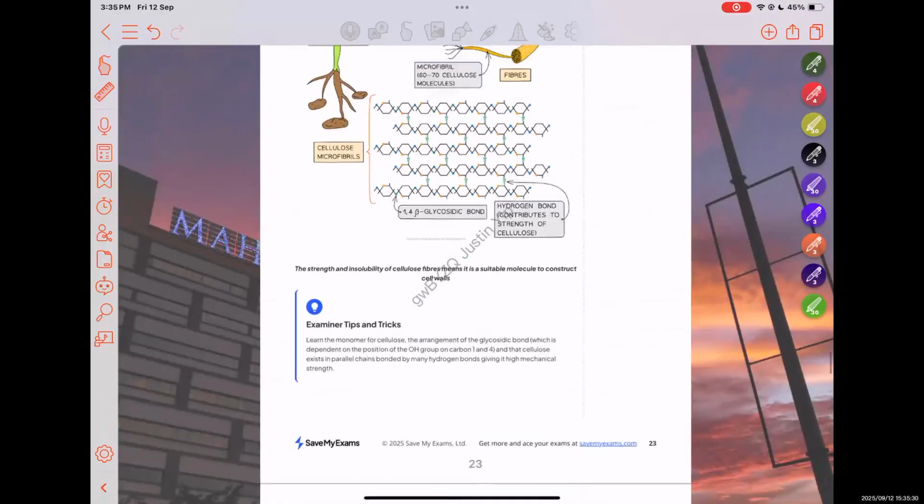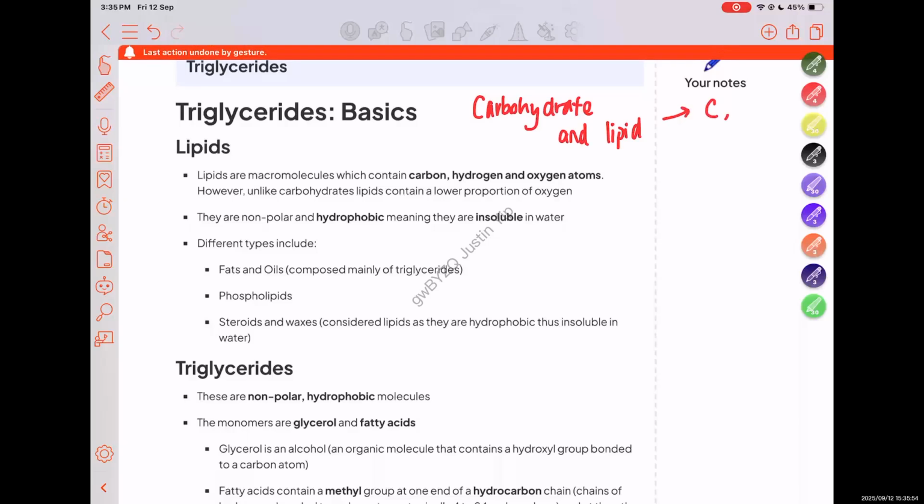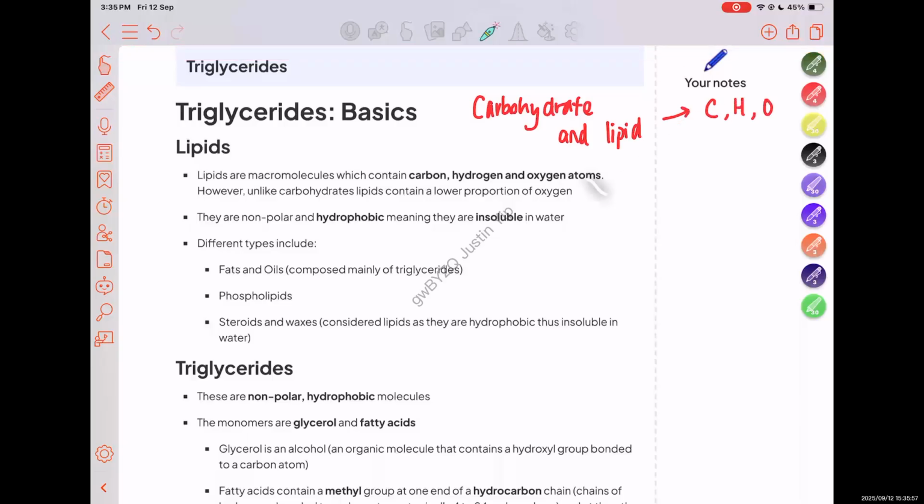Okay, lipid. Remember carbohydrate and lipid: both of them are made up of carbon, hydrogen, oxygen. They are the same thing, CHO. And lipids are actually hydrophobic and insoluble in water.